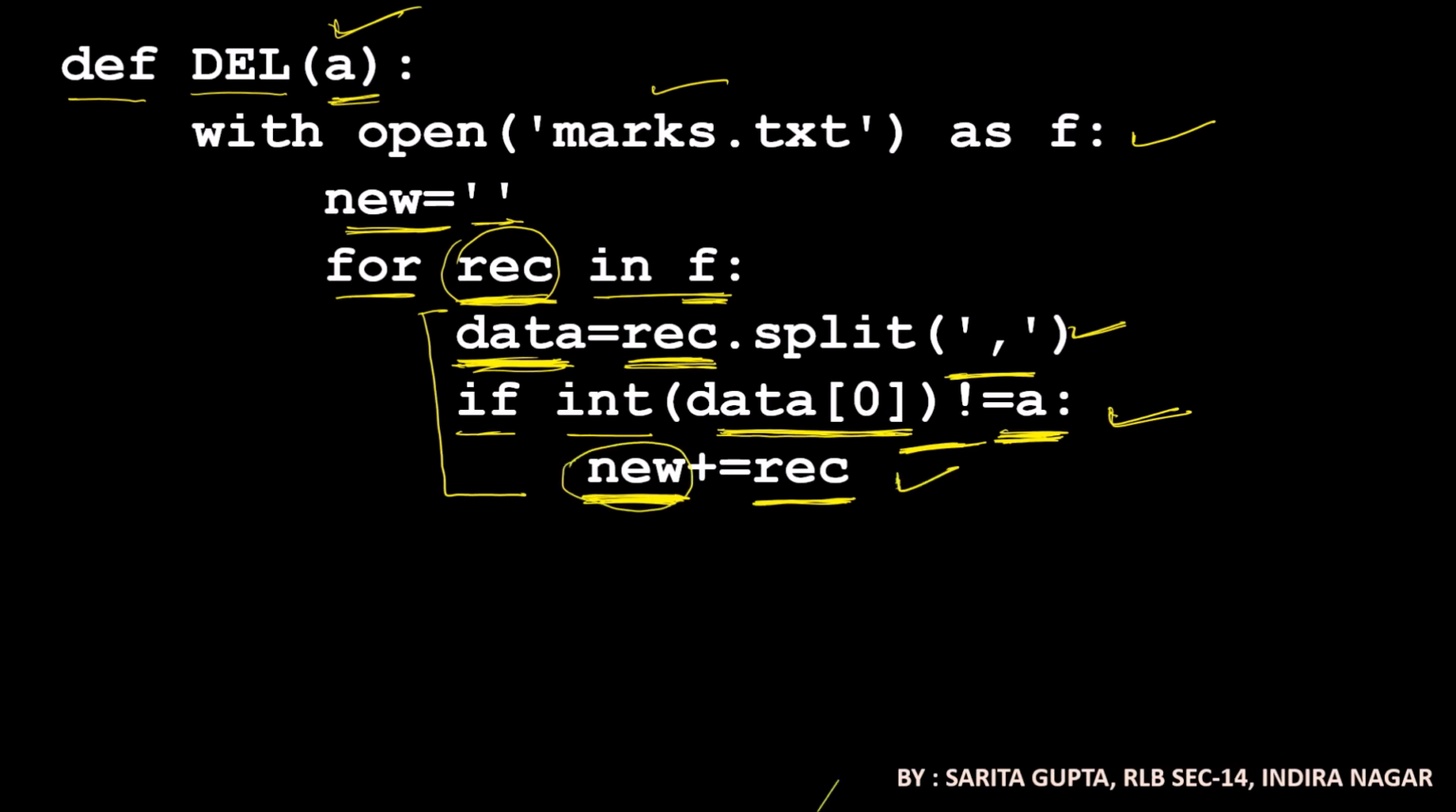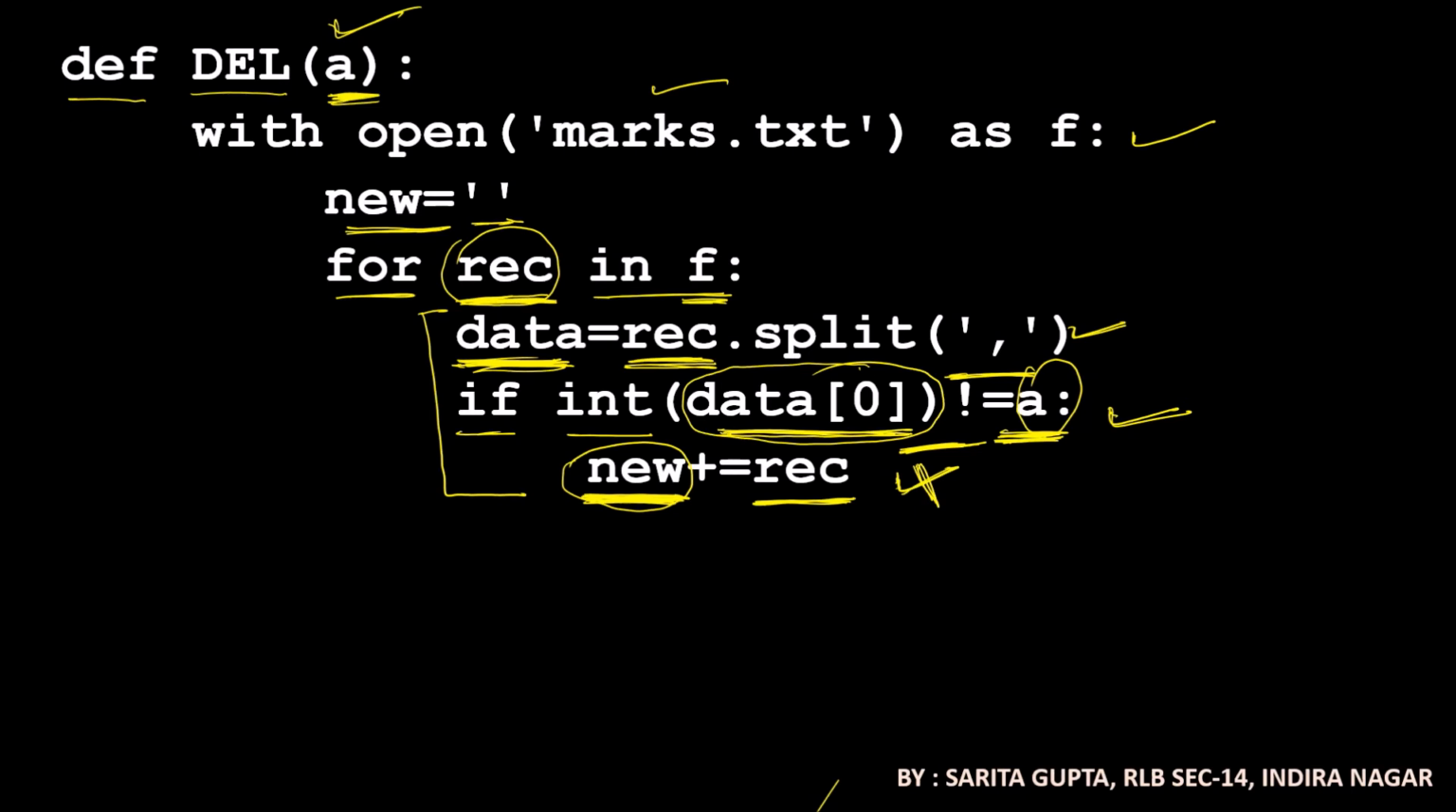For the student record where this condition evaluates to false, that is the admission number read from the file becomes equal to the admission number given by the user, that record will not be concatenated. Hence, after execution of the loop, the variable new would be holding all student records where the admission number does not match with the admission number given by the user. That is all student records excluding the one which has to be deleted.